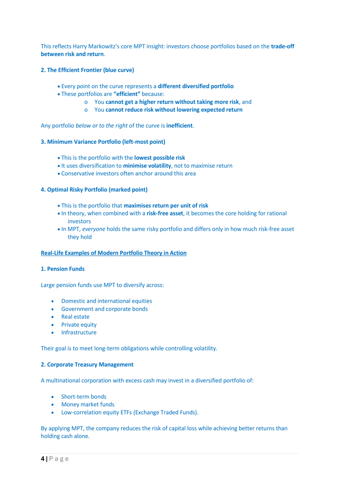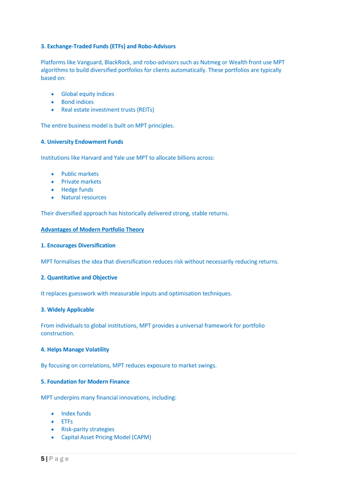In real life, pension funds apply MPT by diversifying across various asset classes like equities, bonds, real estate, private equity, and infrastructure to meet long-term goals while controlling volatility. Similarly, corporate treasury teams manage surplus cash by investing in a mix of short-term bonds, money market funds, and low-correlation equity ETFs, which helps reduce capital loss risk and improve returns compared to just holding cash.